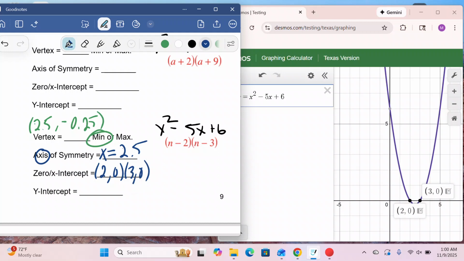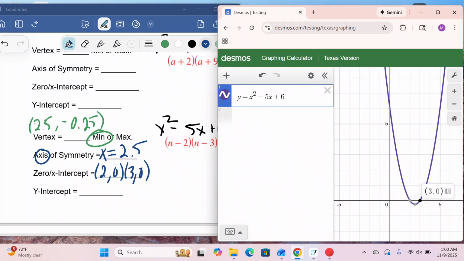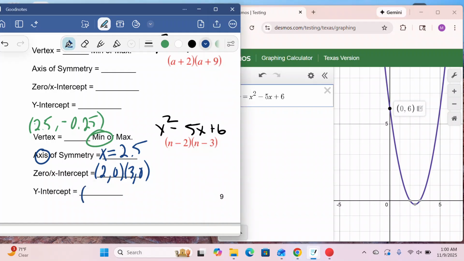I look at my y-intercept. I'm going to take away my 2 zeros. Remember that you can also say that my zeros are 2 and 3. And then last but not least, I do have my y-intercept as being (0, 6). So that gives me all the values of my parabola.